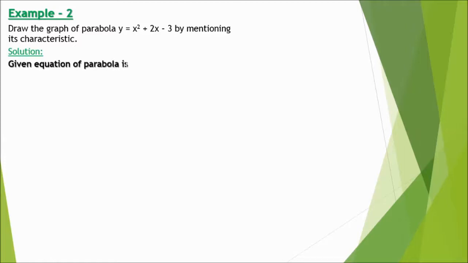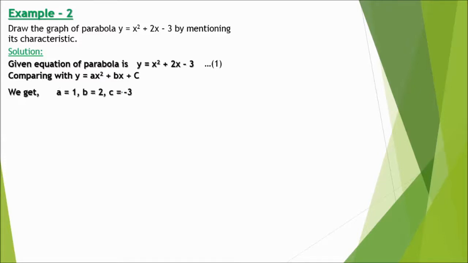Given the equation of the parabola, y is equal to x square plus 2x minus 3, and we have to compare this, our equation 1, with the standard equation of the parabola, y equal to ax square plus bx plus c. So we get the value of a as 1, b as 2, and c as minus 3.